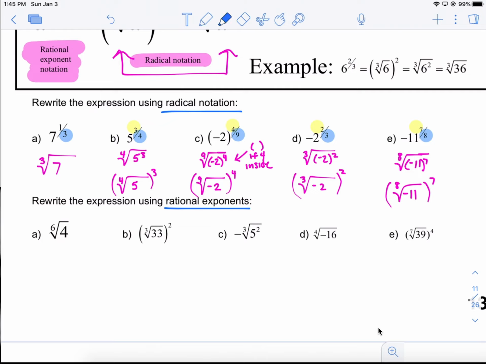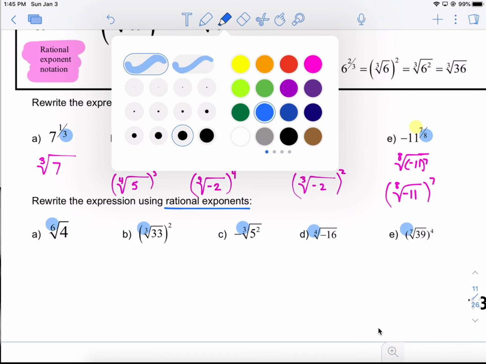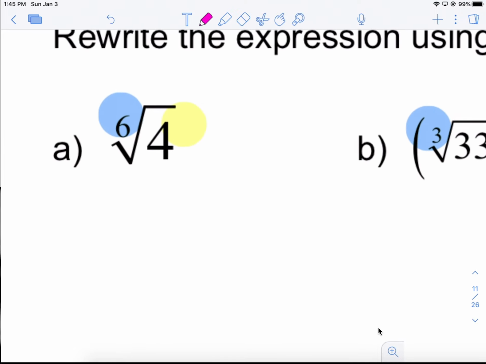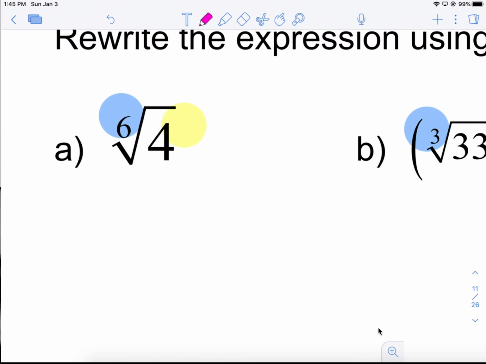So now, whatever our index is, that's going to make our denominator of the fraction. If we have an exponent power up here, that is going to be our numerator, okay? All right, let's start with A. I do not have a power on that 4. It's just a 4 by itself, so I would say 4 to the 1 over 6.